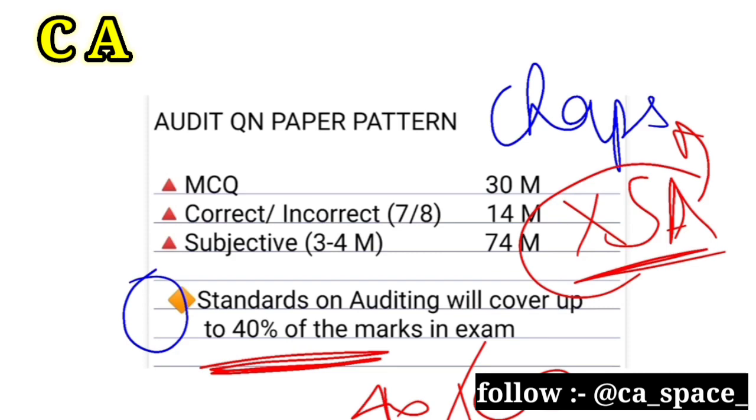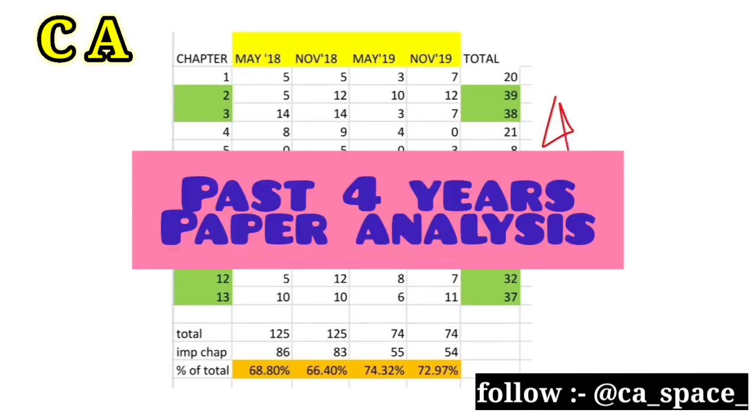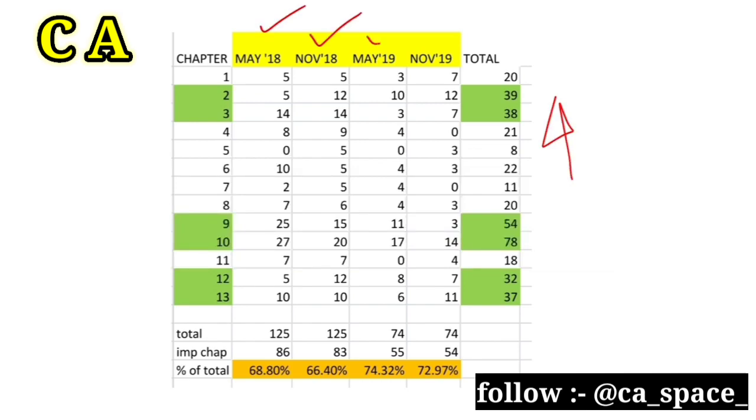Okay, so now that we have seen your question paper pattern, next what we are going to see is the past 4 years paper analysis. Your May 18, November 18, May 19 and November 19 attempts, chapter wise analysis I have written here. From chapter 1 how many marks it has come for, from chapter 2 how many marks it has come for, the same way for all the 13 chapters.